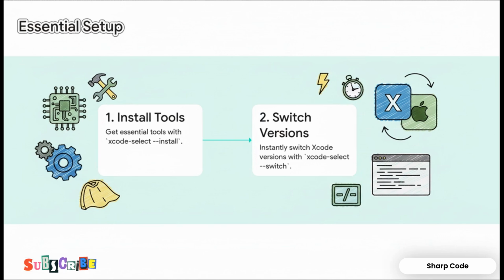But the real game changer here is the second one, xcode-select --switch. Come on, we've all been there, right? Juggling multiple projects and one needs Xcode 14 while another needs Xcode 15. It's a huge pain. This command lets you switch between them instantly, right from the terminal.